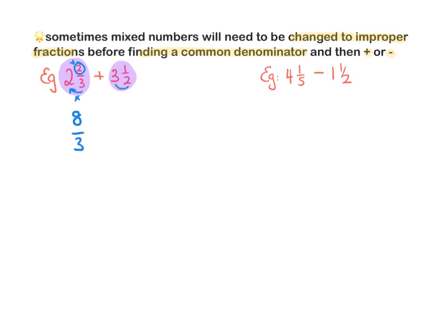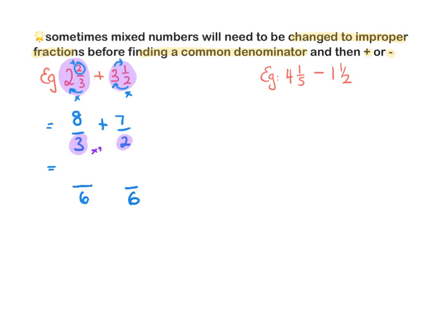When we do that for this one, we go 2 times 3, which is 6, and we add 1, which is 7, so we've got 7 halves. Now we've changed them both to improper fractions. Now we'll find a common denominator. What's a number that both of them go into? We're looking for the lowest number that both 3 and 2 can go into. Sometimes it's easy just to multiply these bottom numbers together to find that number, but it might not necessarily be the lowest. But if we do that, it is in this case. So 6 is my lowest common denominator.